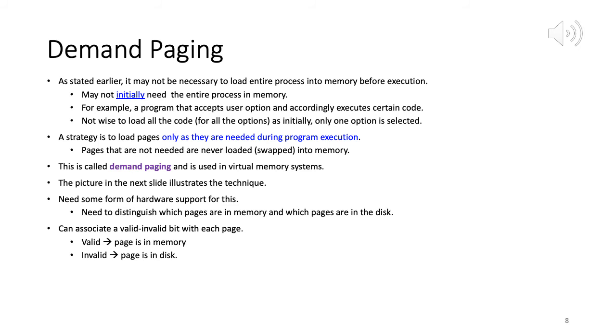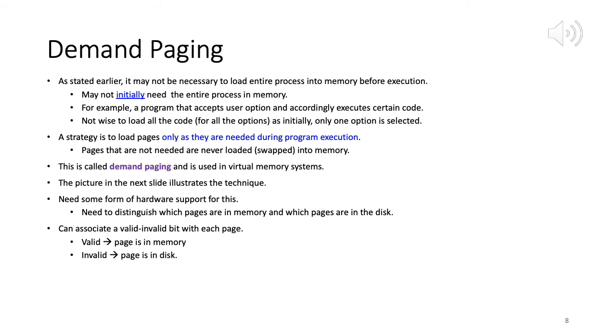So the strategy for demand paging is to load pages only as they are needed during program execution. Okay. Load pages only as they are needed in program execution. So in the beginning, don't load any page. Now when the process starts running, you will have access to pages. Okay, now for this process I want page 0, then I want page 1, then I want page 2. So page by page you will require an access. Now whenever you need an access to a page, only then you bring it into the main memory. So the idea is pages that are not needed are never loaded into memory. So this is called demand paging and is used in virtual memory systems.